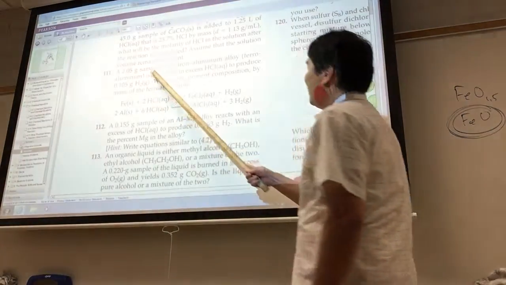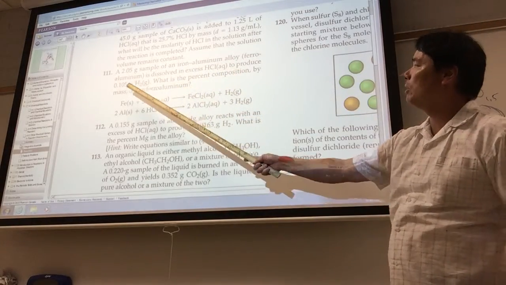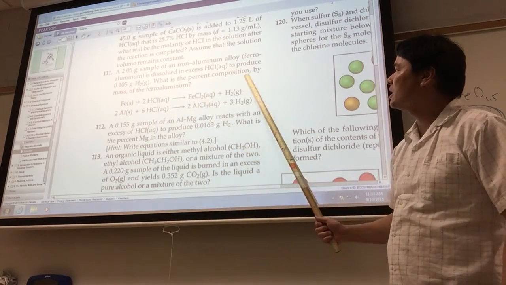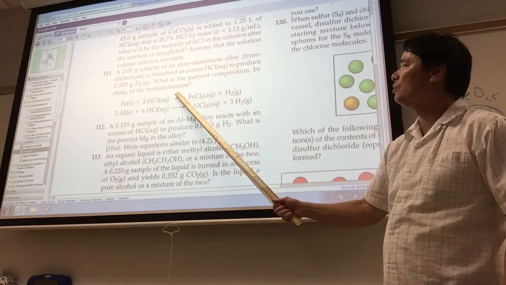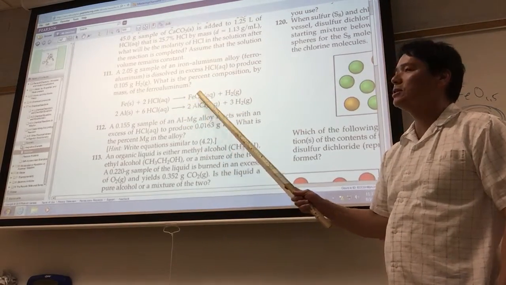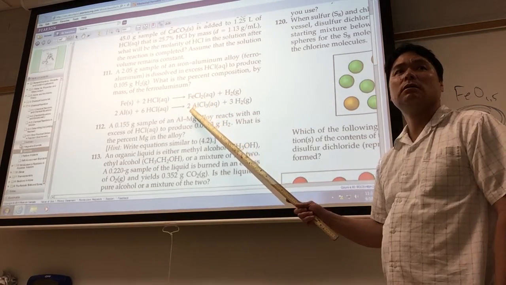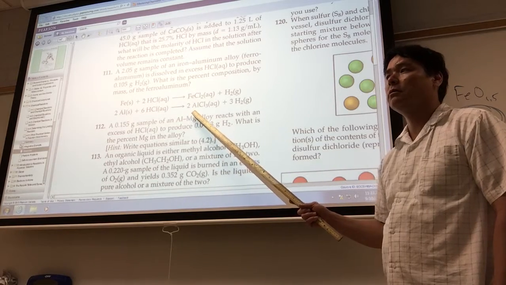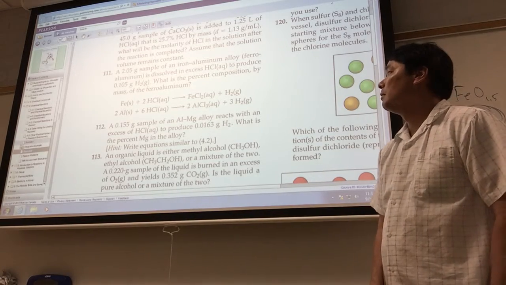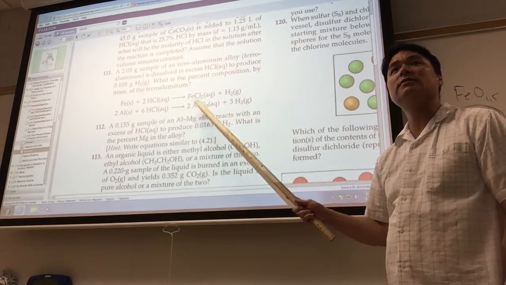A 2.05 gram sample of an iron aluminum alloy, ferroaluminum, is dissolved in excess HCl to produce 0.105 grams of hydrogen. That's a combined hydrogen from both metals. What is the percent composition by mass of the ferroaluminum? And so, looking at this, is this consecutive reactions or simultaneous reactions? Well, consecutive reactions, the product of one feeds into the other. This is not consecutive. This is simultaneous.